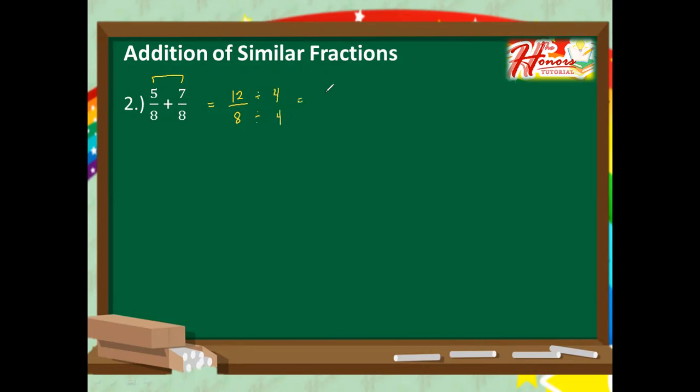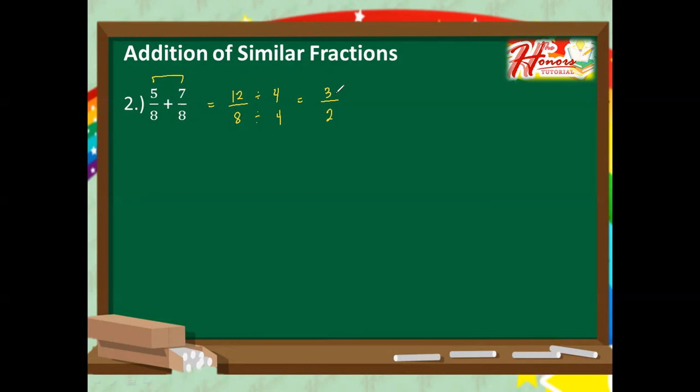12 divided by 4, that's 3. 8 divided by 4, that's 2. Is this the final answer? 3 over 2? No, it's not. It is because this fraction is considered to be an improper fraction. When I say an improper fraction, the numerator is greater than the denominator. So to simplify it, you have to change that into a mixed number.